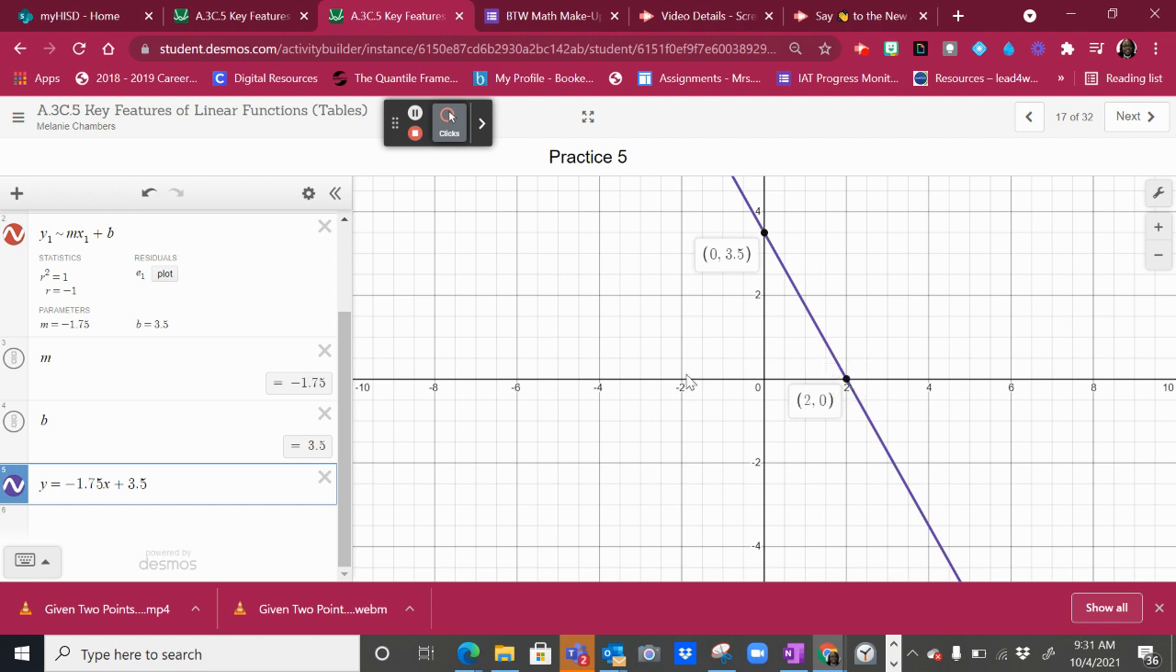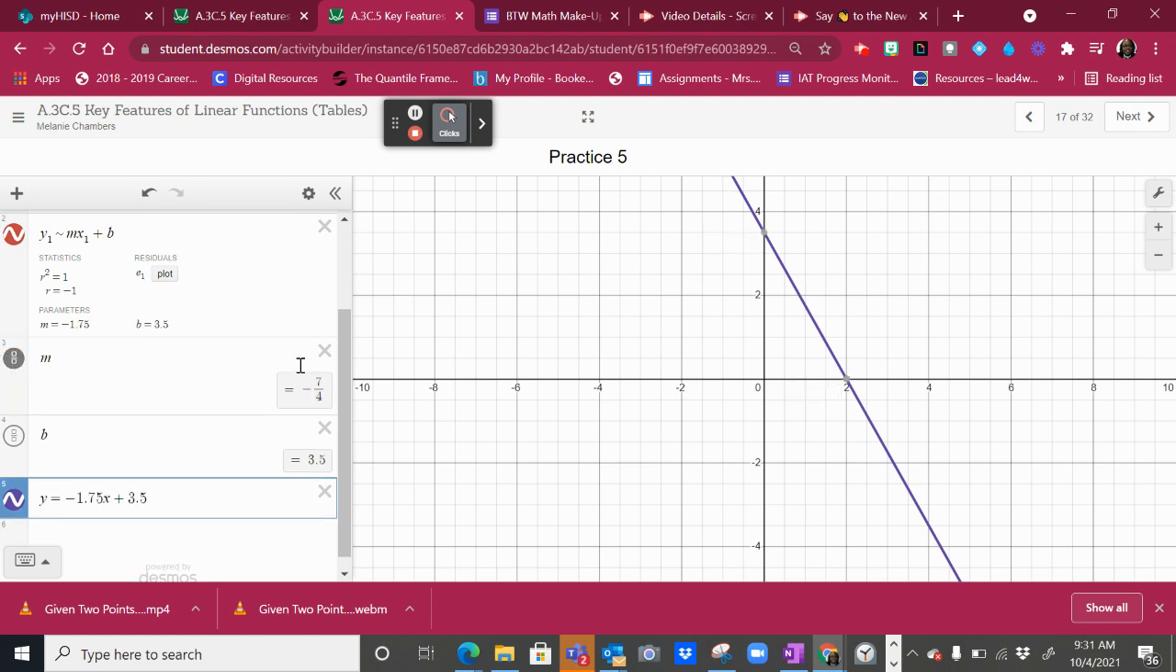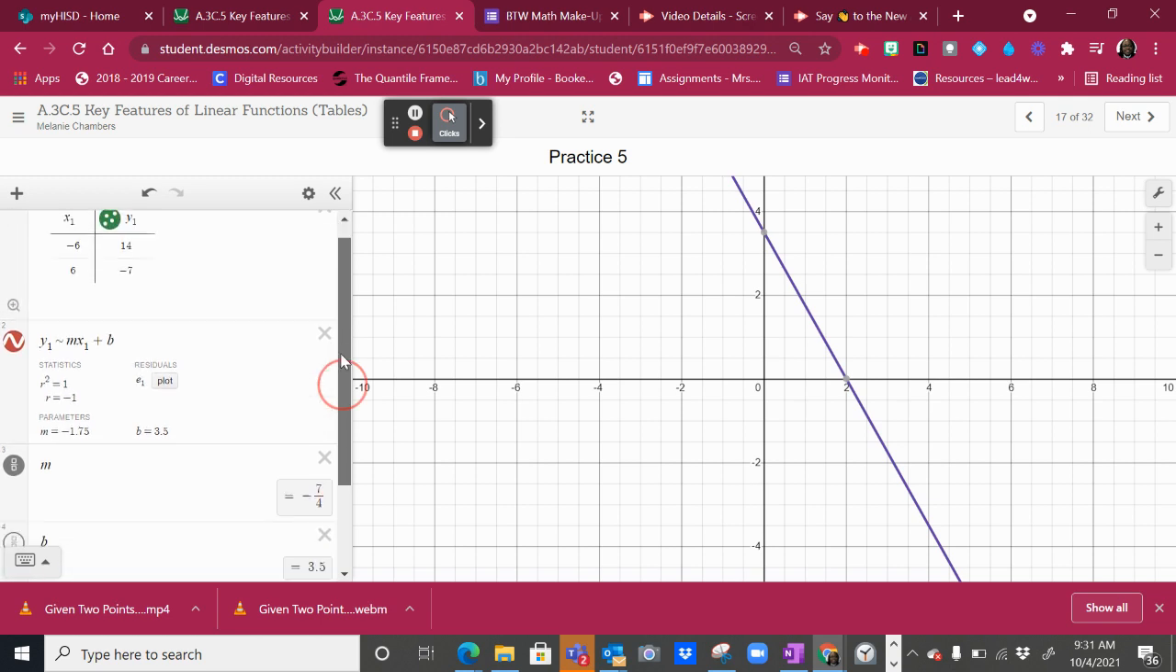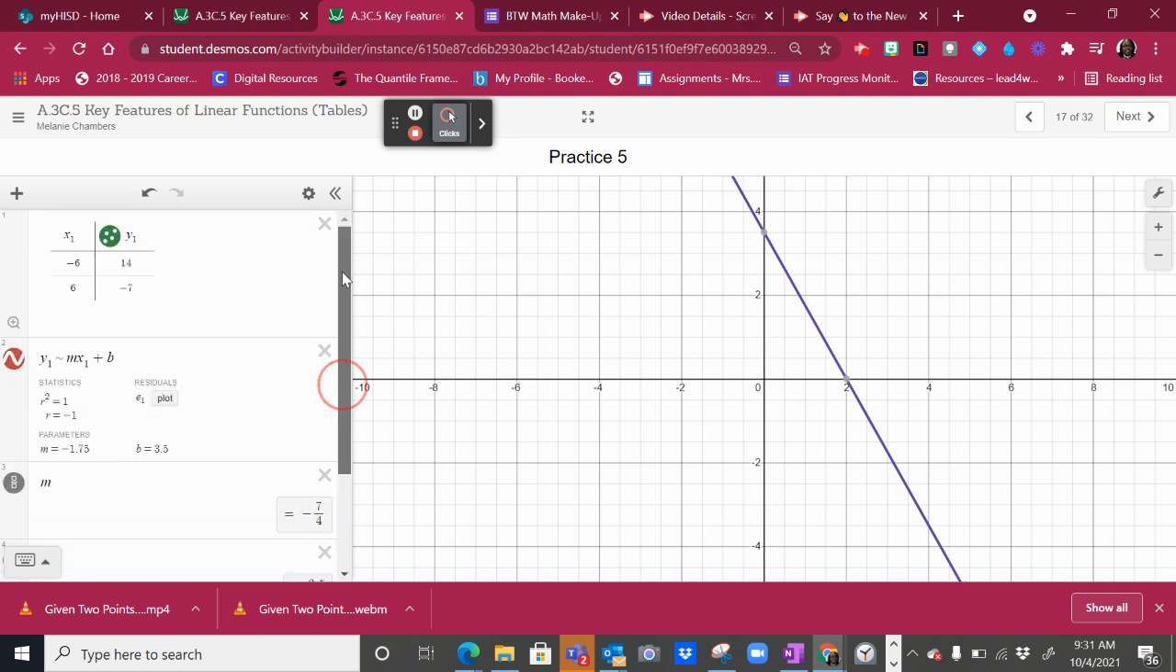The x-intercept, where this linear function crosses the x-axis, is at 2, 0. And my slope, as we see, is -1.75. As a fraction, it is -7/4. So I have all of the information that I need right here to move forward.